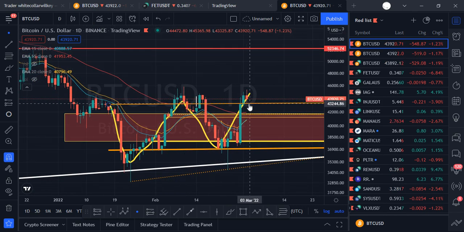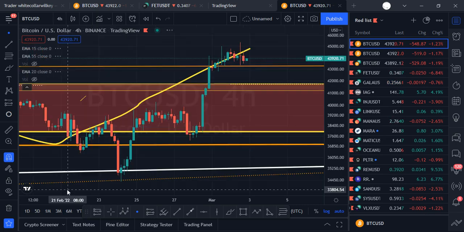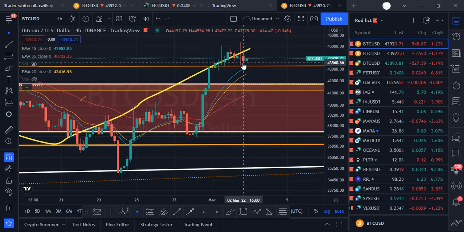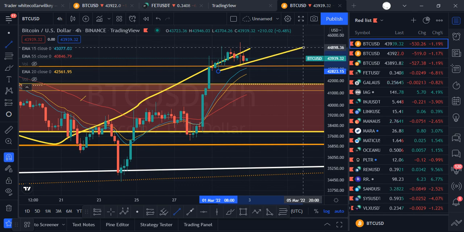So, let's just go into the 4 hour and have a little look at that. We'll have a look at the continuation pattern. What is it doing? What is it all about? Is it going to form a pennant or what?